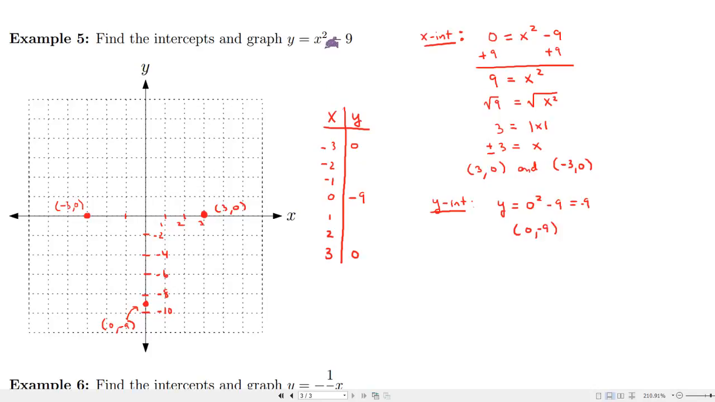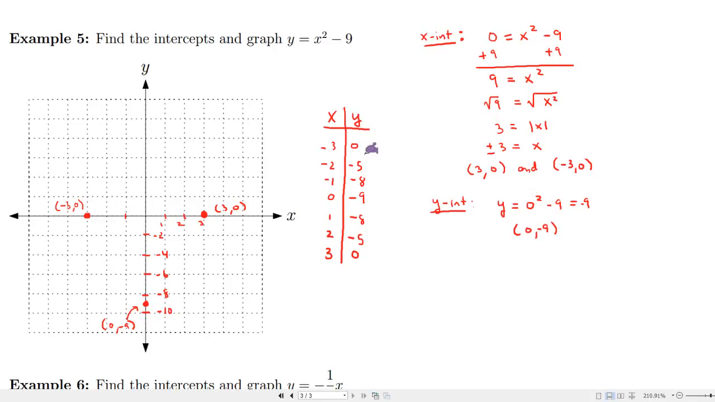So if I plug in -2, squared will be +4. 4 minus 9 is -5. Plugging in -1, that'll be 1 minus 9, so that's -8. 1 squared minus 9 is -8. 2 squared is still 4, and then subtract 9, we should have -5.